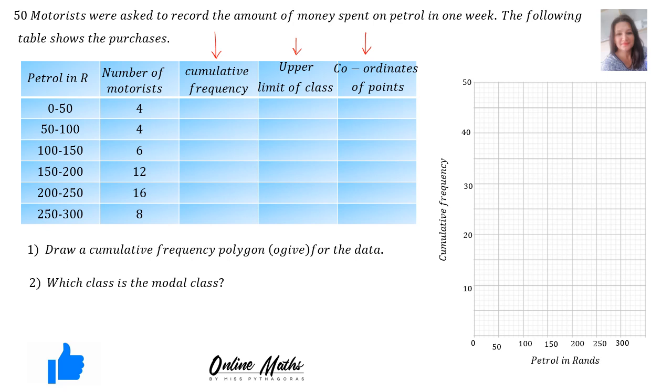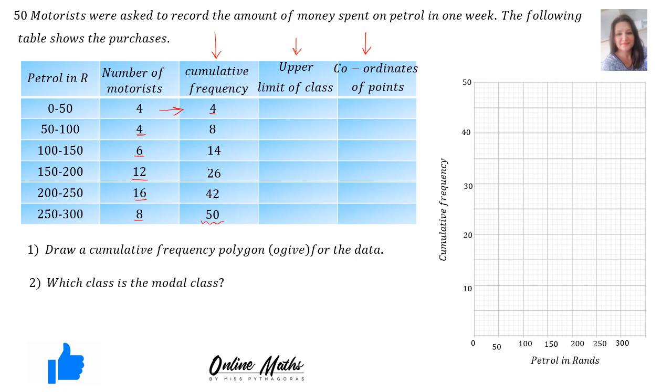The first cumulative frequency is this number over there, the 4. And then to get to the next cumulative frequency, we will add this existing 4 to this 4, which is 8. Then it's 8 plus 6, 14. 14 plus 12, 26 plus 16 is 42. 42 plus 8 is 50. And you should be happy that you ended with a 50 here, since the question said 50 motorists were asked to record the amount of money they spent.